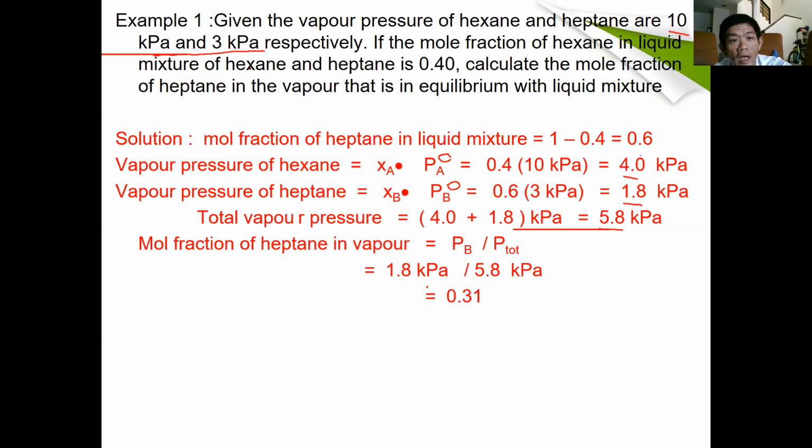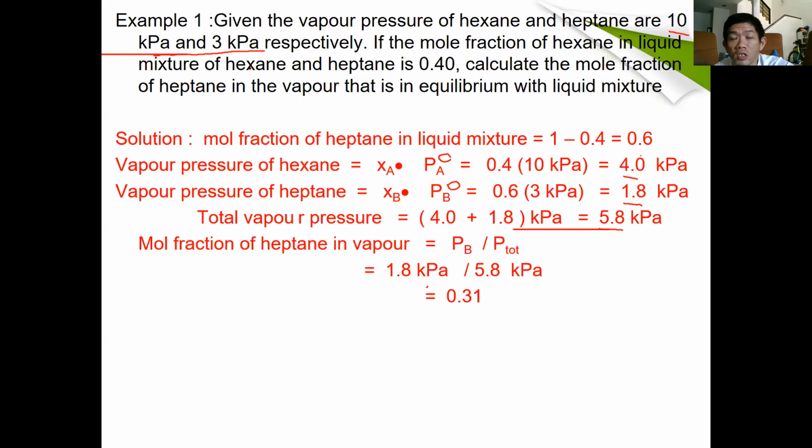In other words, why does hexane vaporize more easily compared to heptane? This one you must know how to explain. Because hexane has a lower molecular mass or molecular size. The lower the molecular mass or molecular size, the weaker the weak van der Waals forces. Weaker the strength of weak van der Waals forces.